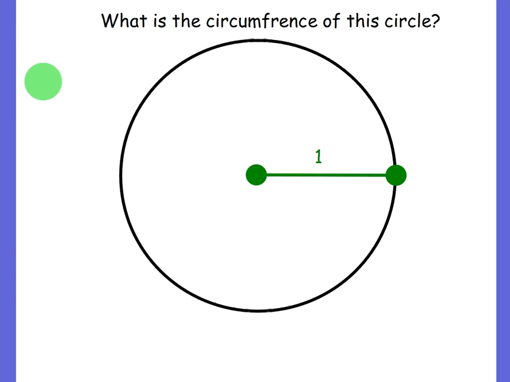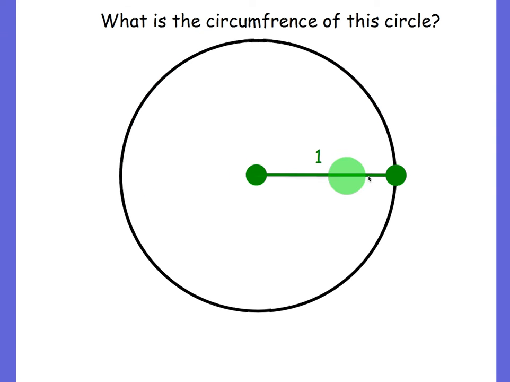Well, what is the formula for circumference of a circle? And this goes back to pi. How many times does the radius of a circle fit into the entire circle? Well, we know the diameter fits pi times. Pi is 3.14 approximately. So the entire diameter of a circle fits all the way around pi times, 3.14.